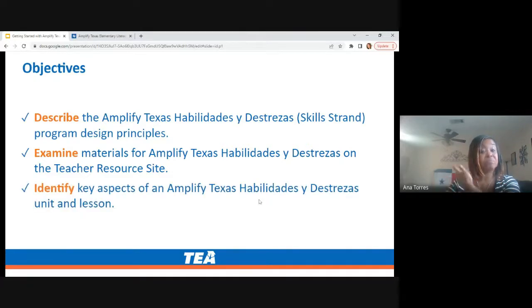And then, able to identify some Amplify Texas Habilidades y Destrezas unit and lesson components. I feel that you are going to be experts in this area as we've gone through our time together today, looking at those lesson components and lesson segments. I feel like we were able to meet all three of those objectives. So I want to give you a round of applause for that.